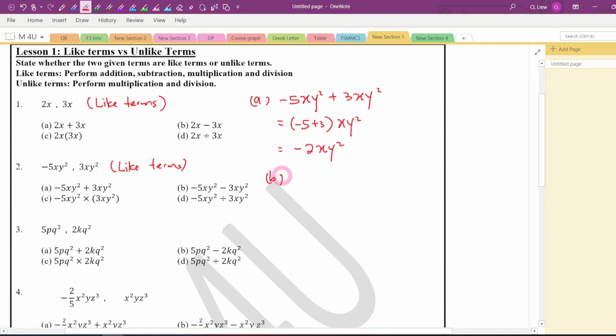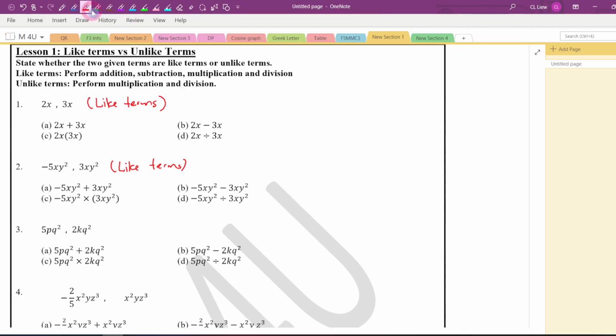So how about B? Negative 5xy squared minus 3xy squared. Again, you can go straight to the answer, which is negative 8xy squared. How do I get negative 8? Negative 5 minus 3. So if you want to show one more step, you can do it this way. Negative 5 minus 3. And for the variable part, you just copy. The power of each variable remains unchanged. Negative 8xy squared. Okay. This is addition and subtraction.